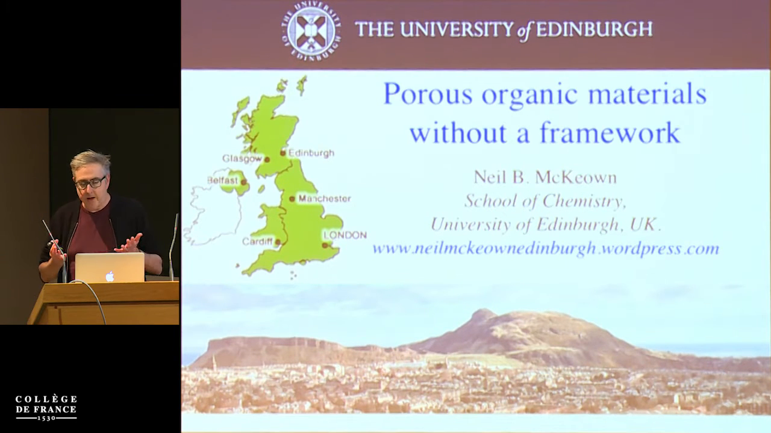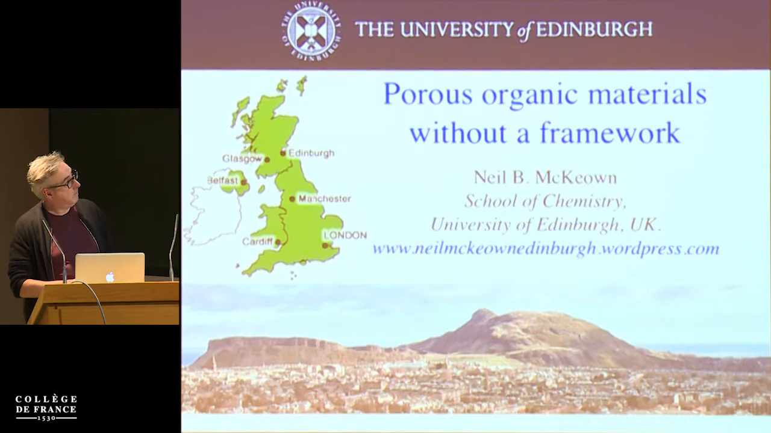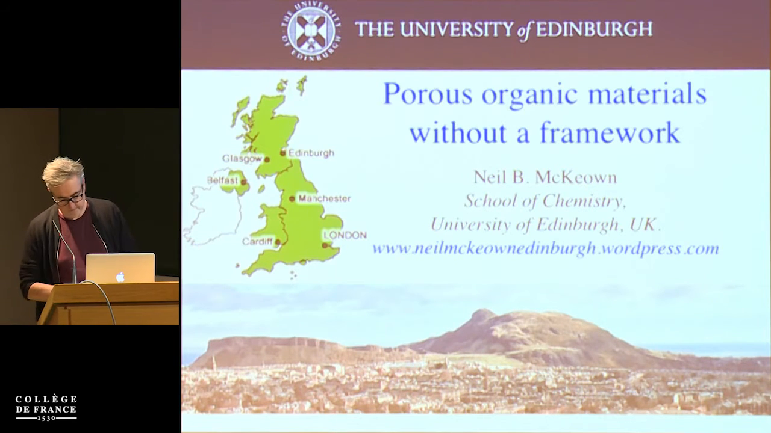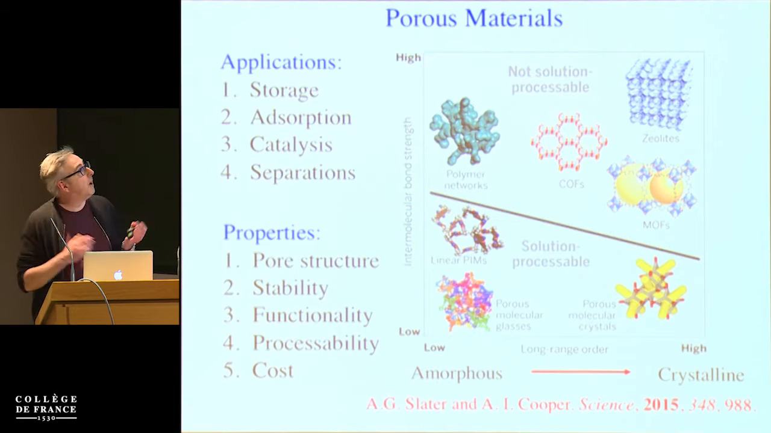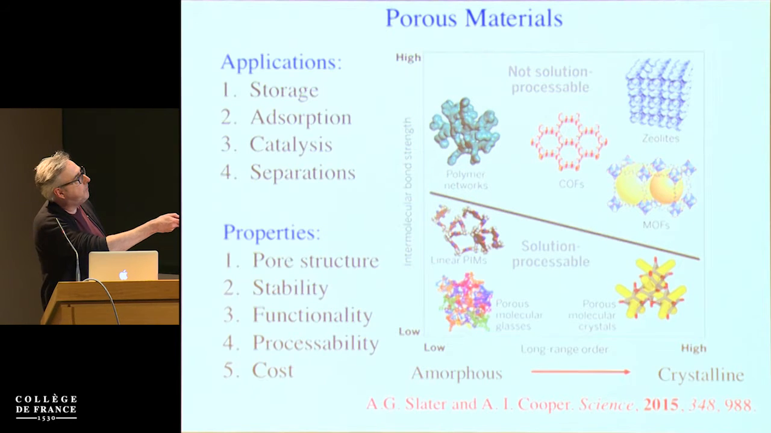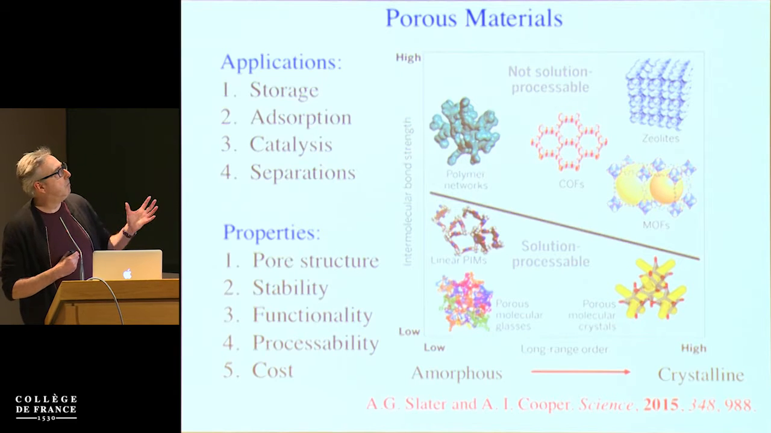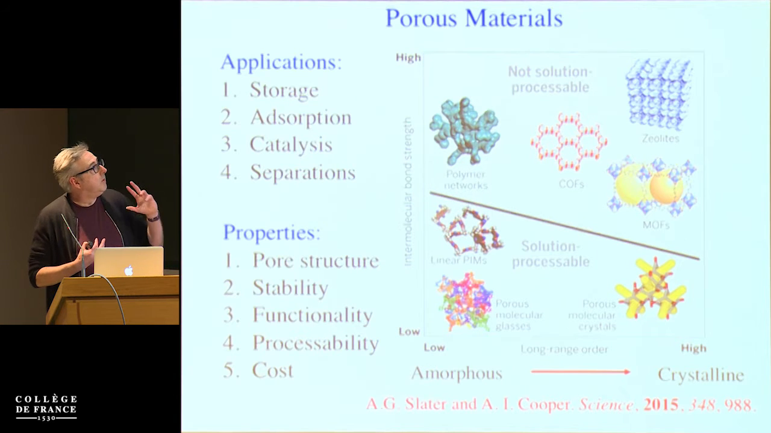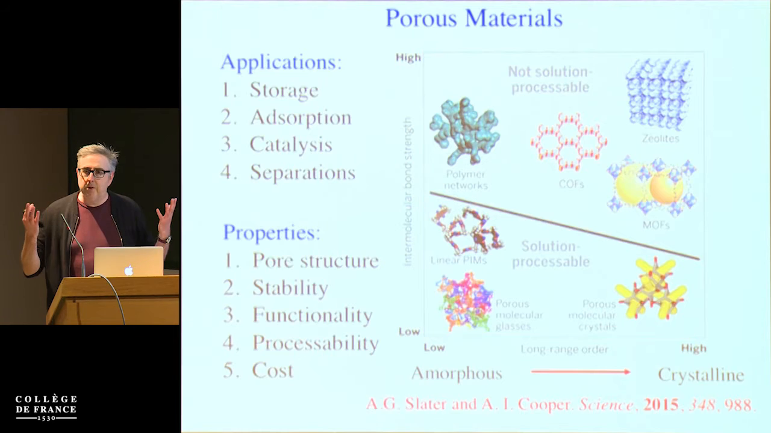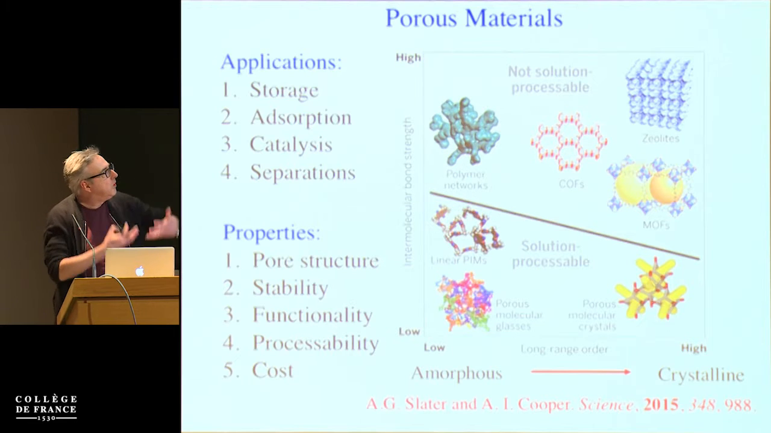What I want to tell you about today is porous materials that do not have a framework. What we've heard about so far today is zeolites, MOFs, COFs, and various other fairly traditional porous materials. All of these have in common a three-dimensional covalent bonded framework, which of course helps stability. If you went back 20 years or so, the idea of having porosity in a solid material without a three-dimensional framework would have seemed a bit odd. Clearly, nature doesn't like a vacuum, and therefore things would collapse upon themselves.